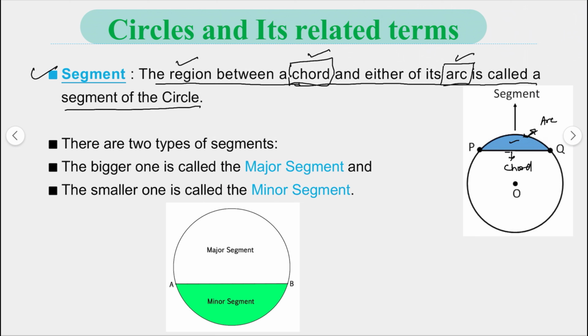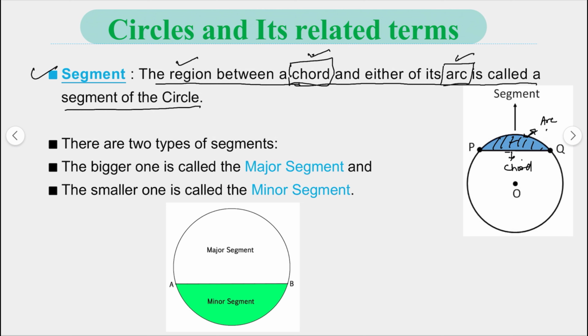So the three main terms that you have to remember from the definition is that this is the region between a chord and an arc. The region between a chord and either of its arcs is called the segment of the circle, okay. As you can see, we have this chord and arc, and this region between the arc and the chord is called the segment of the circle, okay.